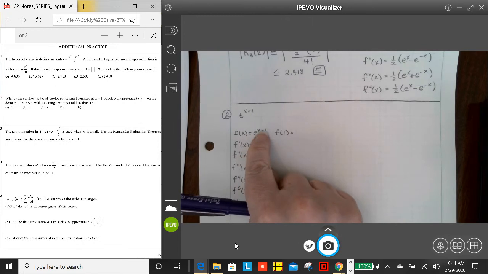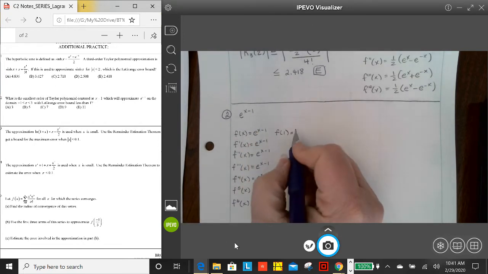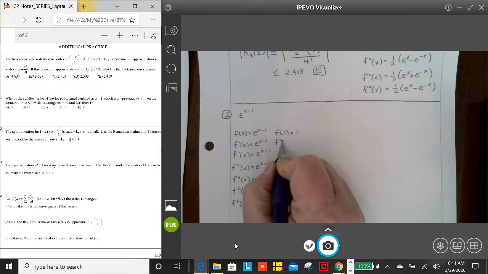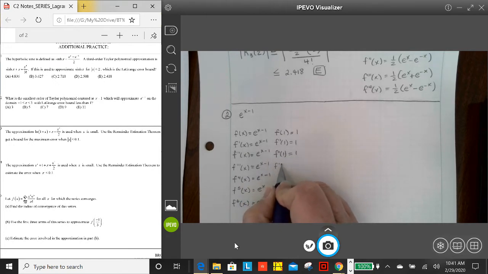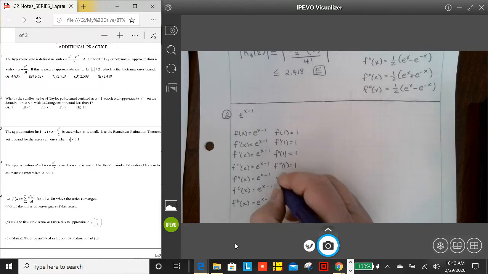So what happens when I plug in 1 into all of these functions? Well, I just get e to the 0, which is 1. So all of these evaluated at 1 are equal to 1, which is really nice. Can I write today? I hope so. All right, the fourth derivative evaluated at 1 is 1. The fifth derivative evaluated at 1 is 1. The sixth derivative evaluated at 1 is 1.